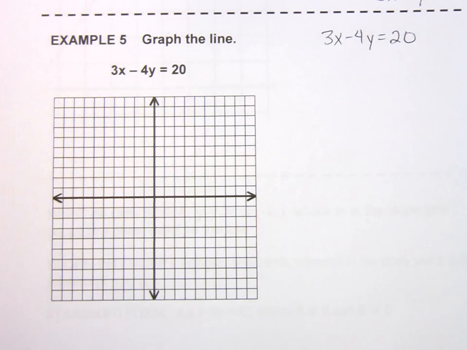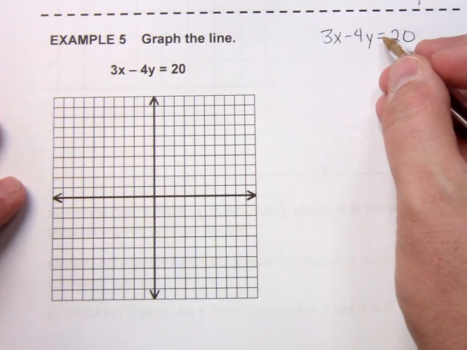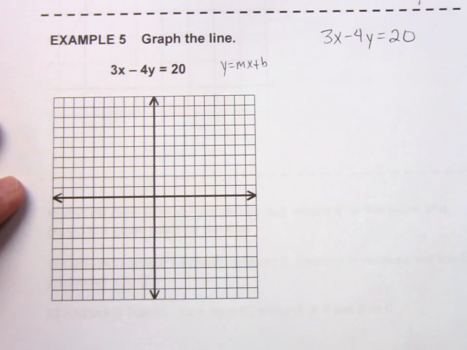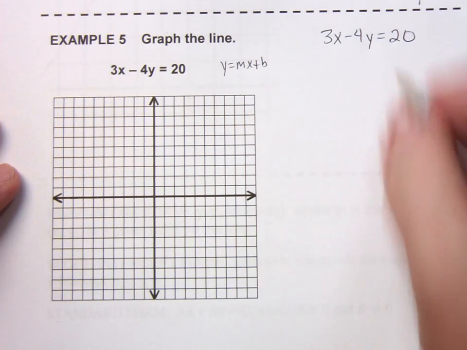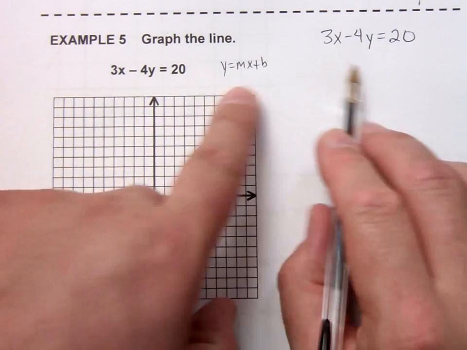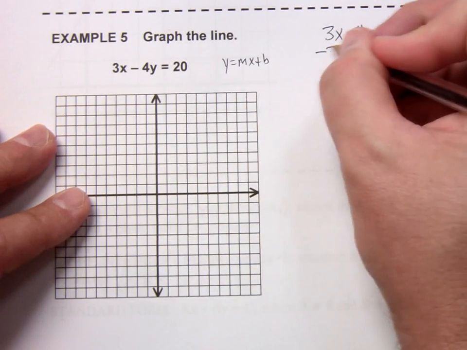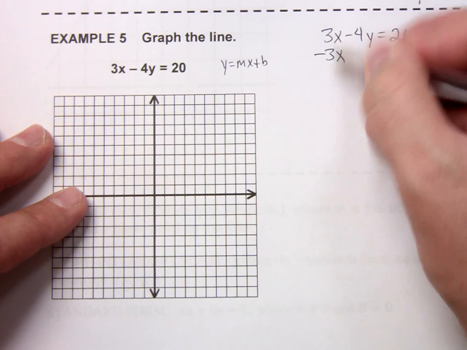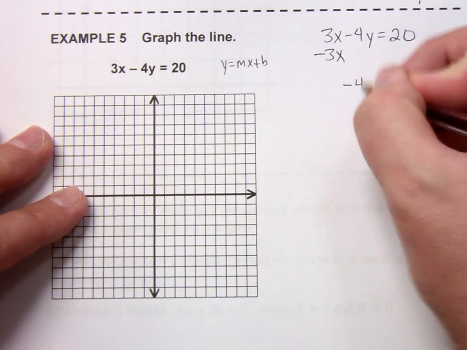So I'm going to change this into slope-intercept form. I want it to look like this, y equals mx plus b. And then I'll be able to graph it. So first thing I need to do, that x needs to move to the other side. So I have a positive 3x. So to get rid of it, I subtract 3x. 3x minus 3x is 0. It's gone. The only thing left is negative 4y on this side.